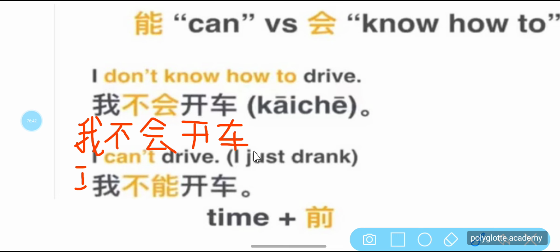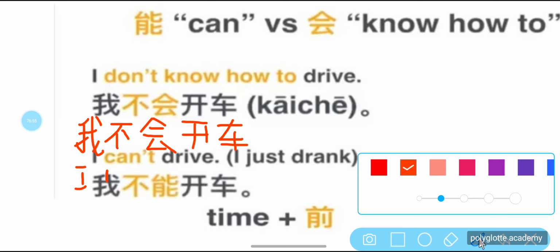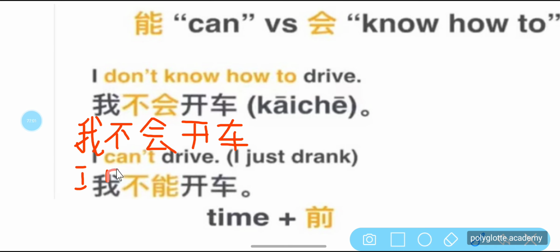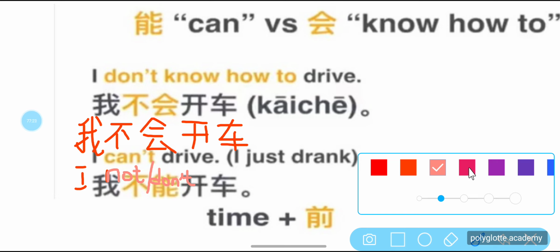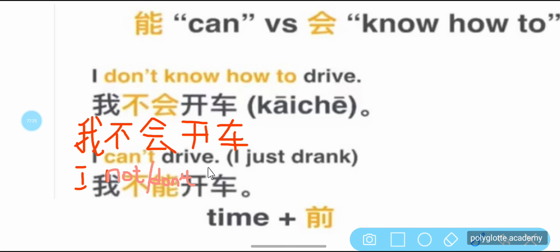Kai che, wo pu hui kai che. And we have seen that wo means I, and pu means not, or it can mean don't. So now hui, which means know how to.